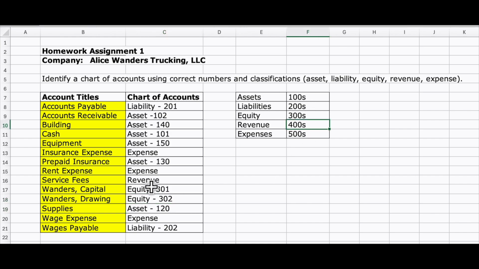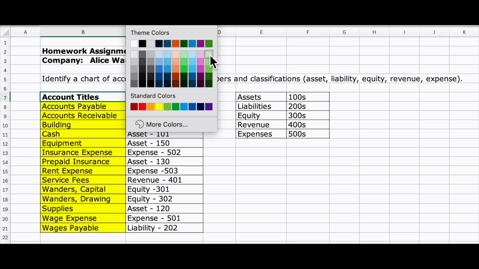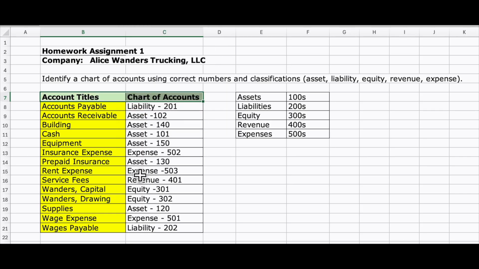Next, we take on revenue. So revenue here, there's only one revenue entry. So we'll make that 401. And finally, we have expenses. Wages expense, we're going to name that one for wages, 501. And then for the insurance expense, we'll do that 502. And finally, for rent expense, we're going to call that one 503.